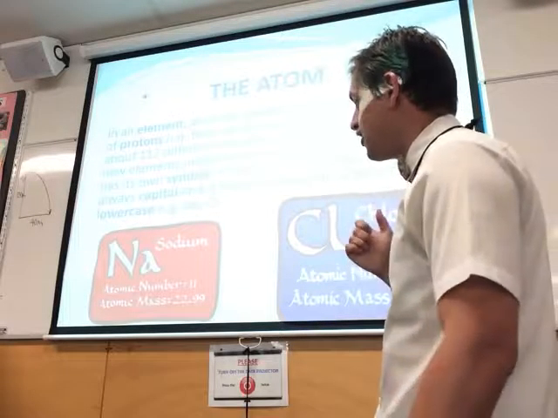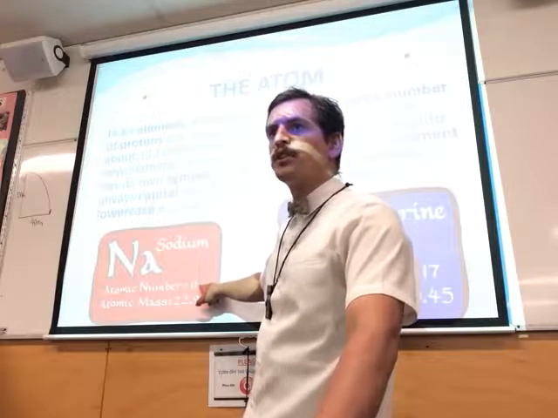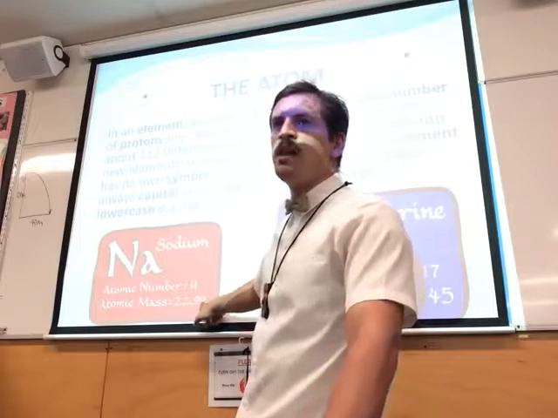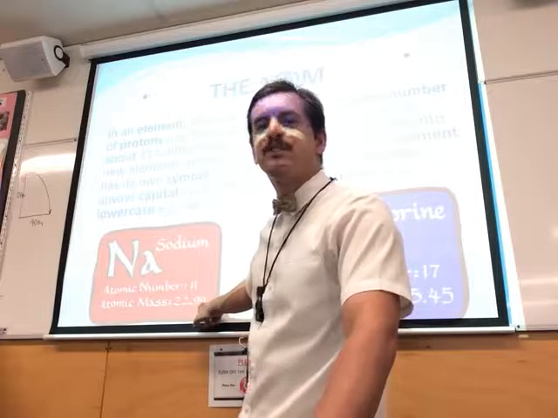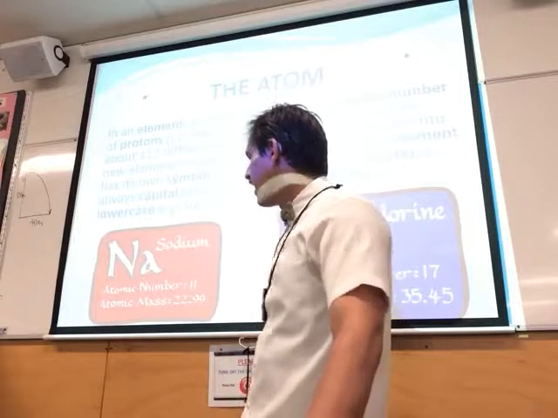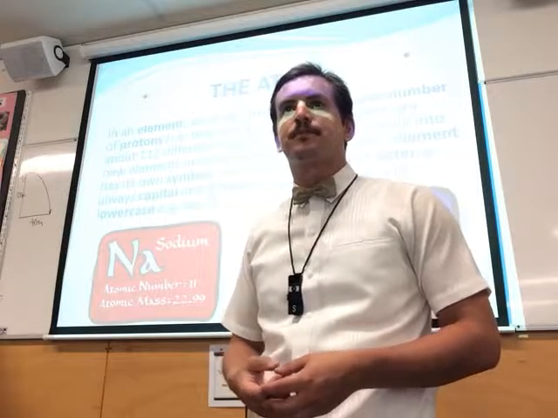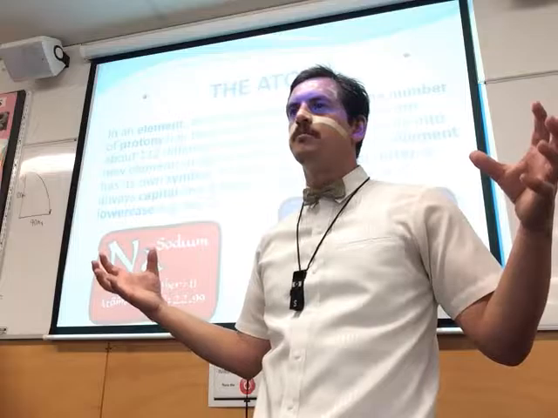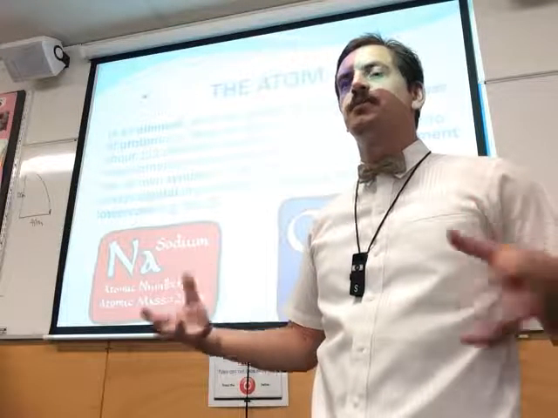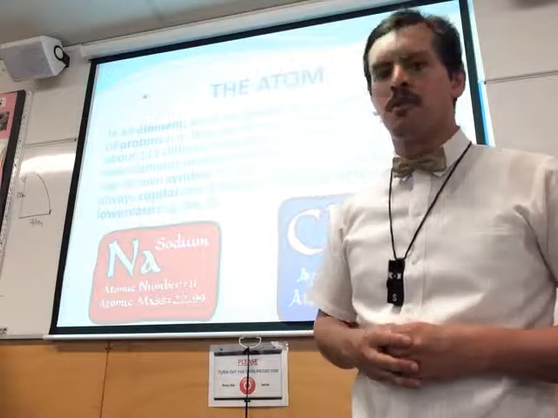So if we look at sodium, it has an atomic number of 11 because it has 11 protons. Its mass is actually somewhere in the magnitude of 23. Its average mass is 23 because it has 11 protons, but it might have 12 neutrons. And the mass is equal to the protons and neutrons added together. All right? And we'll practice that later on.